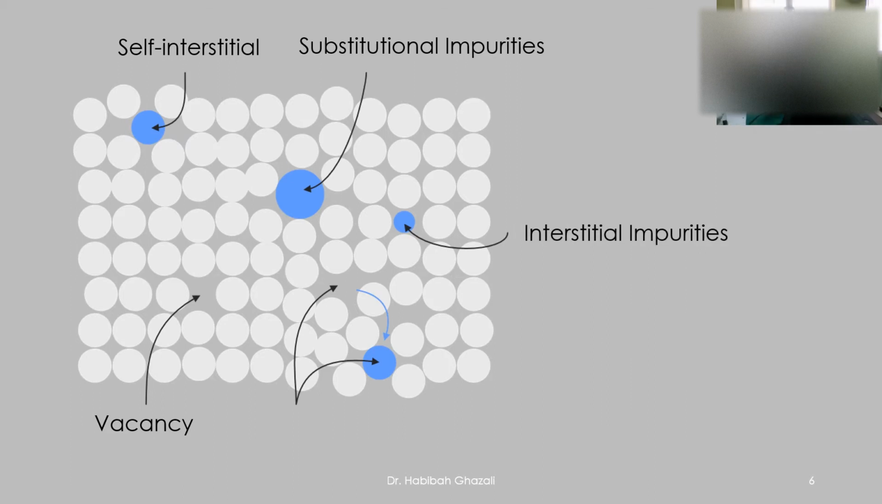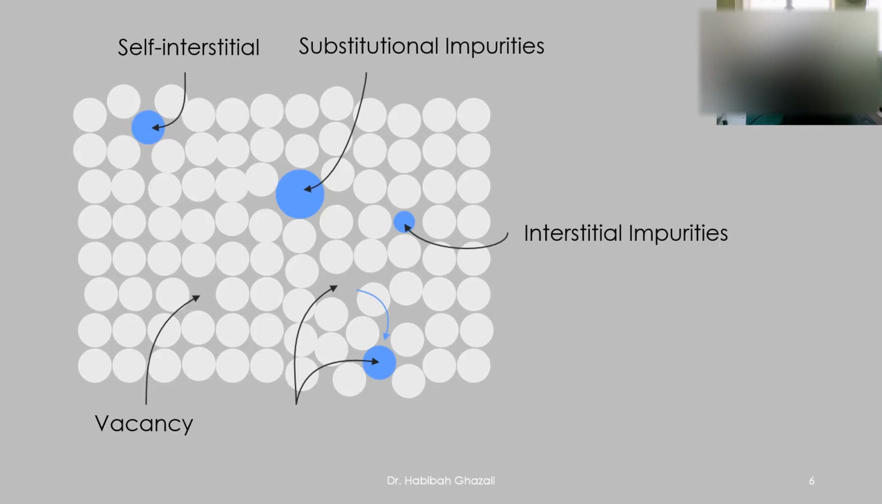One example I can give you is steel. Steel is an alloy of iron with carbon. Carbon atoms, if we compare to iron atoms, are very, very small. So they can reside at the interstitial space of iron metal. So that is interstitial impurities.